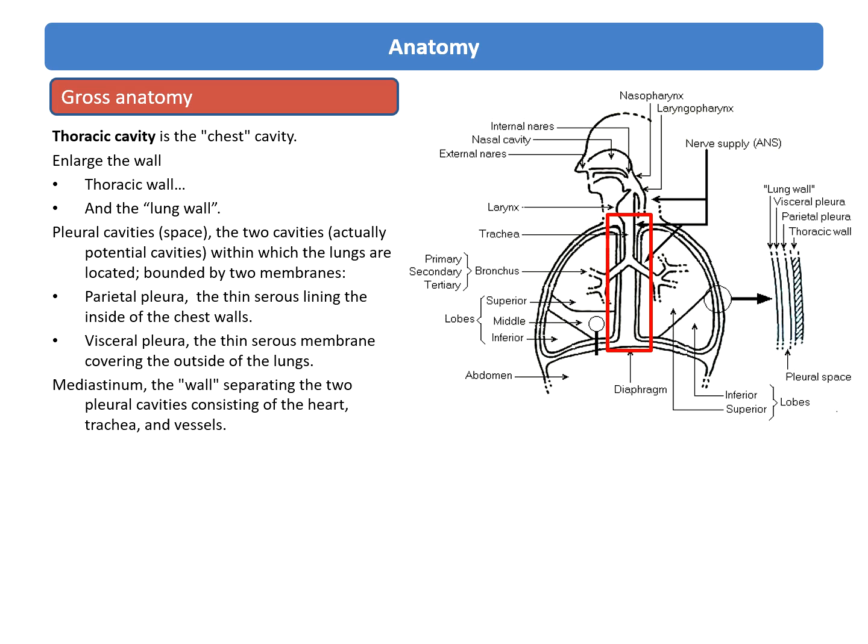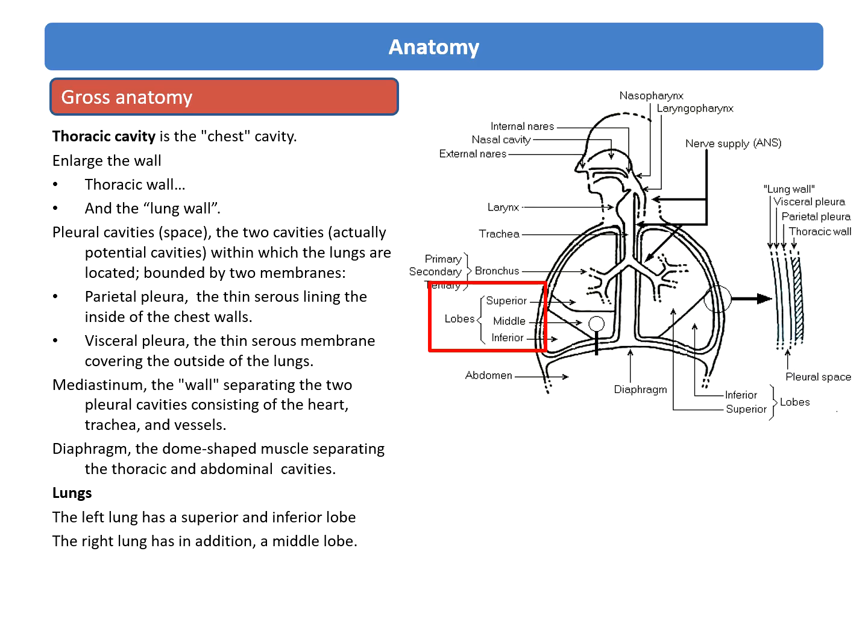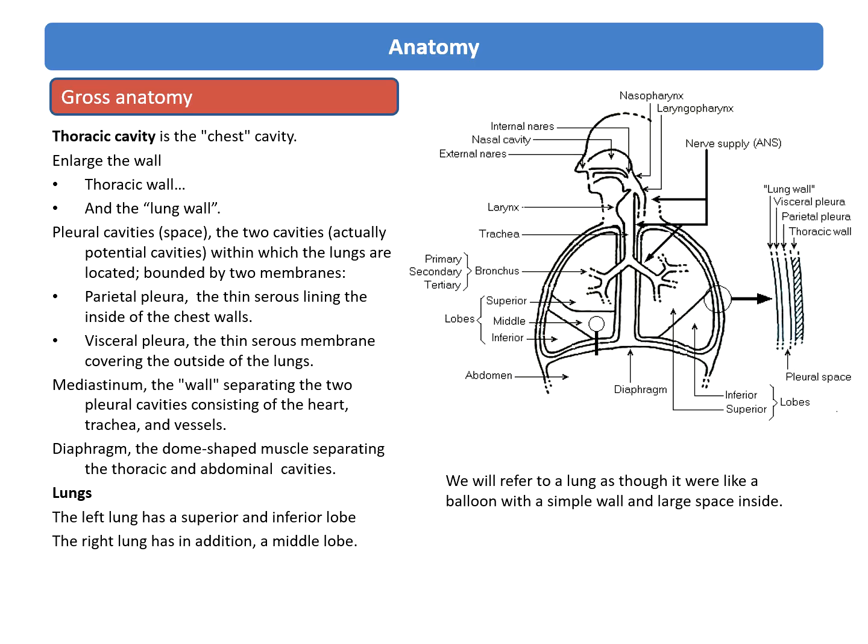The mediastinum is a wall separating the 2 pleural cavities. It consists of heart, trachea, blood vessels, and other structures. The diaphragm is a dome-shaped muscle separating the thoracic and abdominal cavities. The lungs, internally: the left lung has a superior and an inferior lobe. The right lung has, in addition to those 2, a middle lobe.